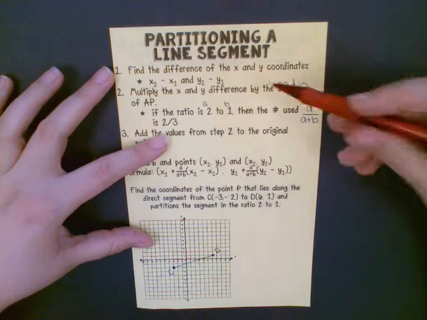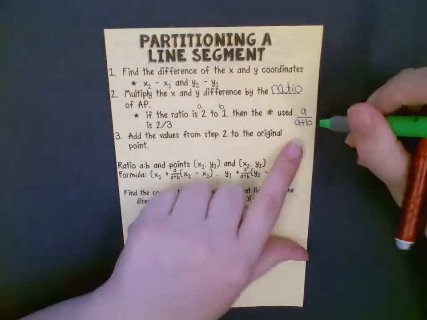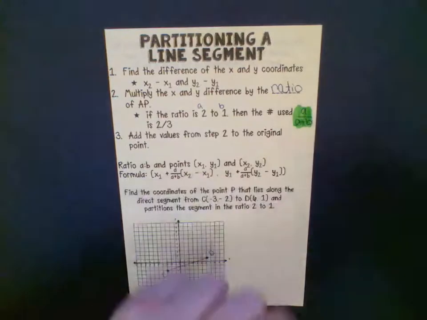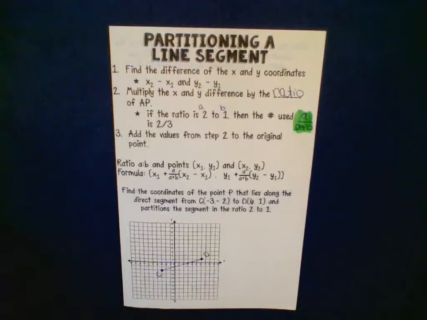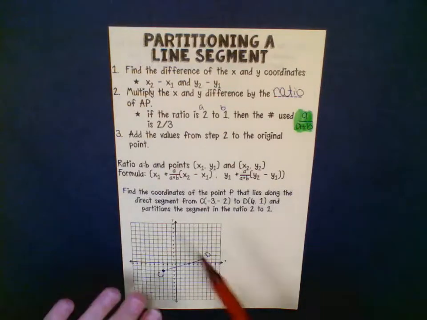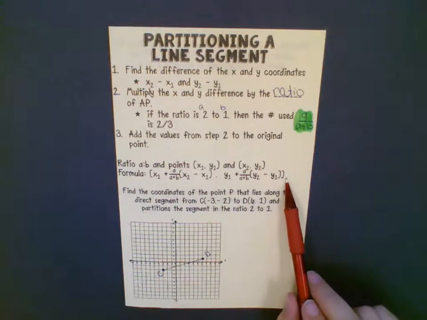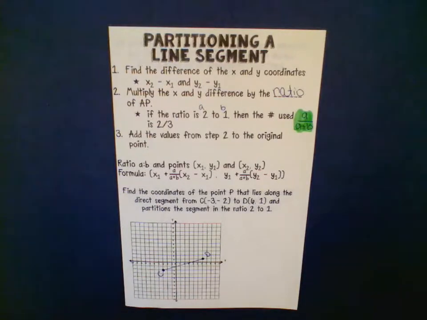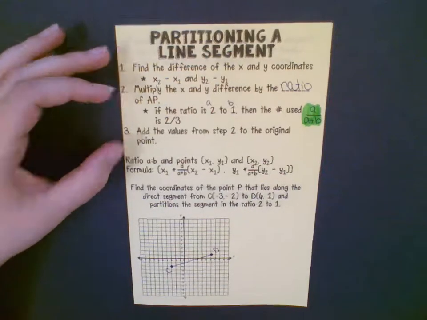So this is the formula here that we would use, the a over a plus b, because it's how many pieces of our line we're splitting our segment into. So that's important. And then we add those values to our original point, and that'll be our new point. I wrote it out as a formula. That looks really confusing to me, but if you like formulas, then there you go. You can just plug everything in and have at it. But here's the steps that are telling you to do the same exact thing.